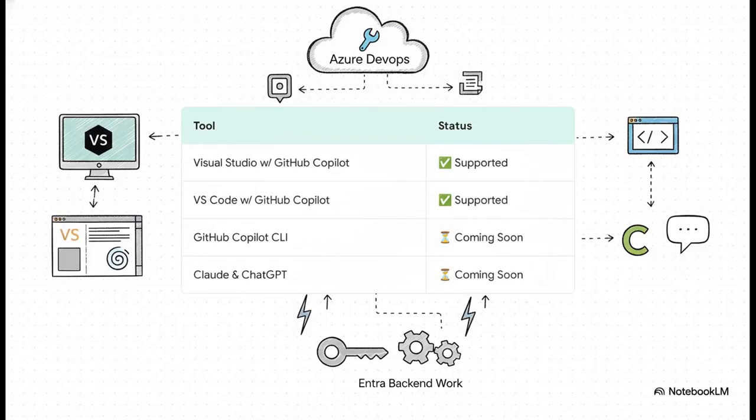Now, what tools can you actually use this with today? Well, the client support is already pretty solid. If you're using GitHub Copilot inside of either Visual Studio or VS Code, you're good to go. You can do this right now. You'll see that support for the Copilot CLI and other models is marked as coming soon. And that's because the team is doing the work on the back end to make sure those tools can also integrate securely with that Entra authentication.